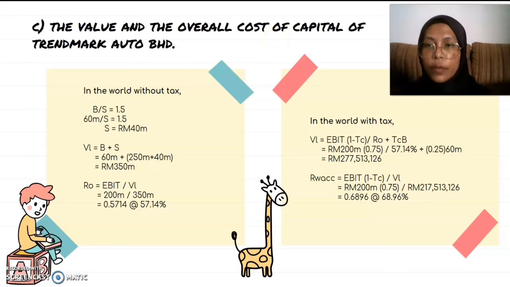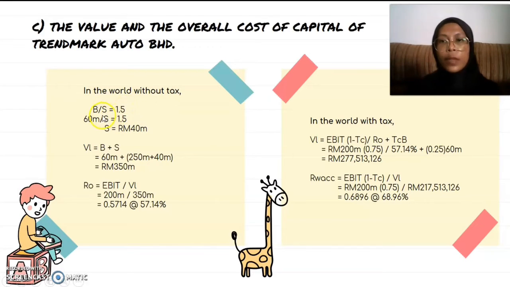So first we have to find, in the world without tax, the value of S. We have to use this equation, which is debt to equity ratio equal to 1.5. The 1.5 was given in the question. So we know that the value of the debt is 60 million. How can we find the value of S? So 60 million divided by 1.5 and we get 40 million for S.